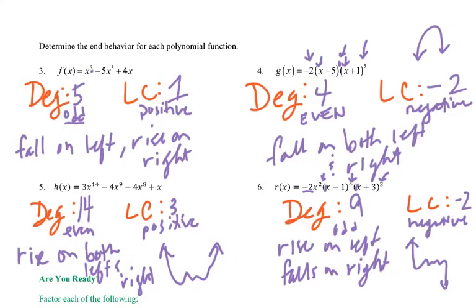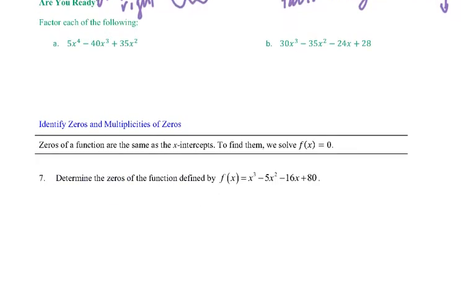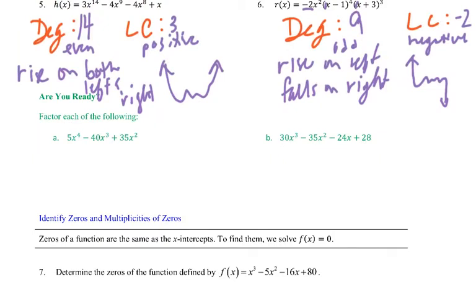All right, I'm going to stop this video. We're going to have a part 2 where we're going to look at zeros and the multiplicities of zeros. We're going to look at some factoring practice before that, but then we're going to actually graph some polynomials. So please make sure you watch part 2 of this video.